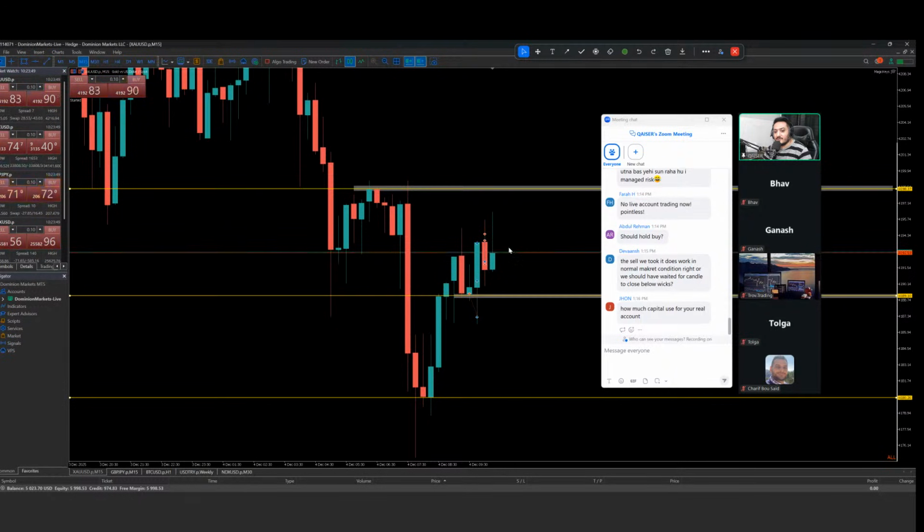Now buys and sells only make sense in two conditions. Sells make sense if we break below this area and break below all this rejection wick, and buys make sense if we close above this area. Because above this area is where I executed. I was depending on the volume that it would continuously push up.